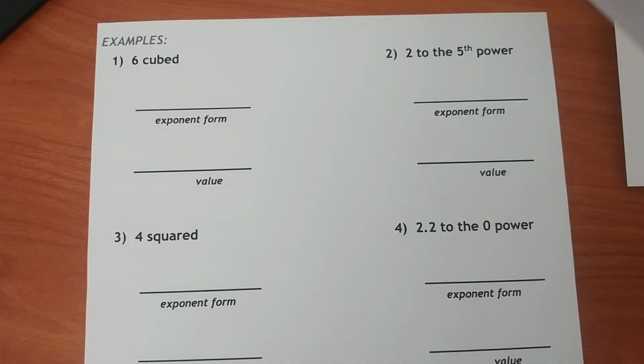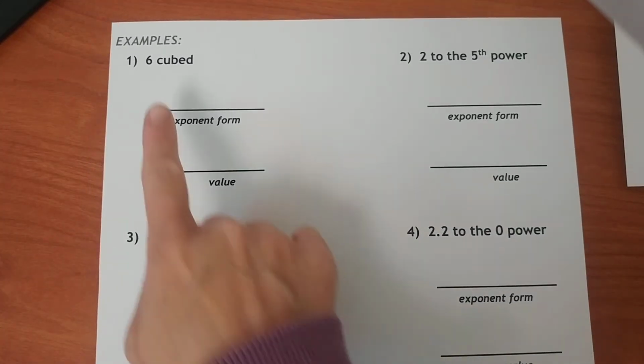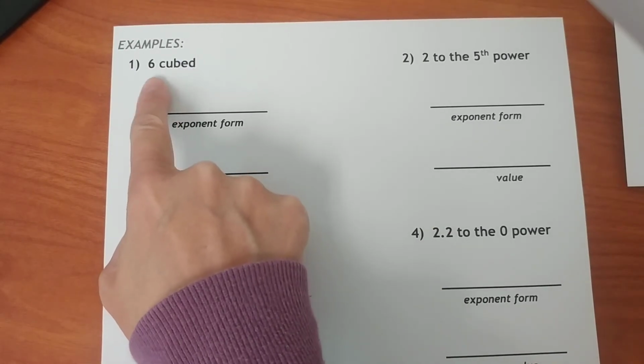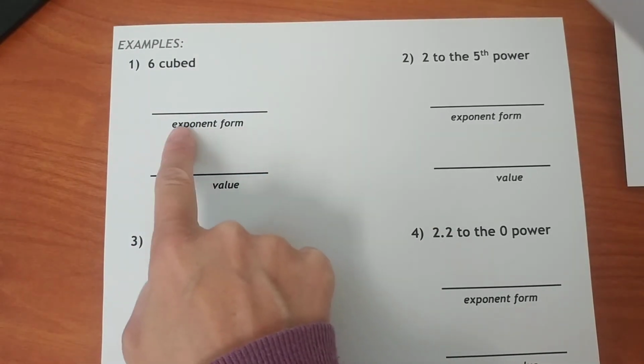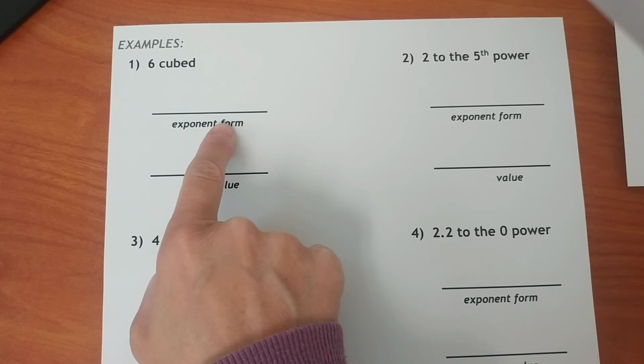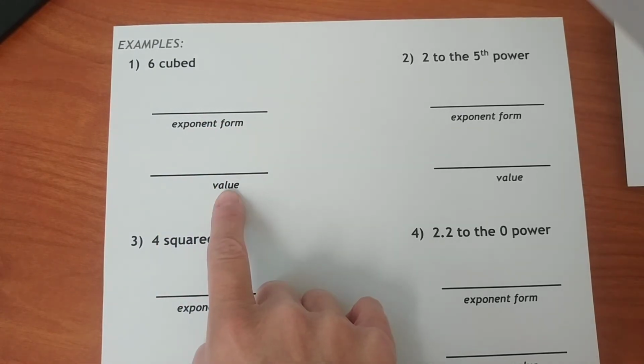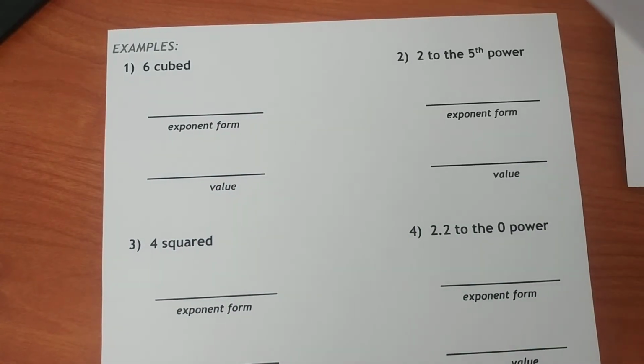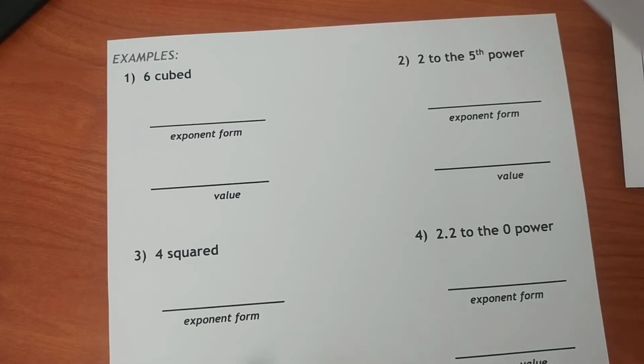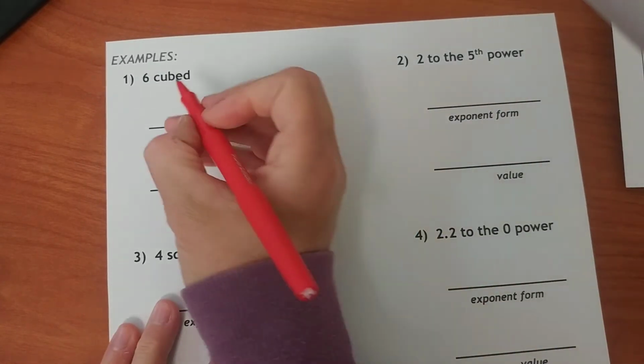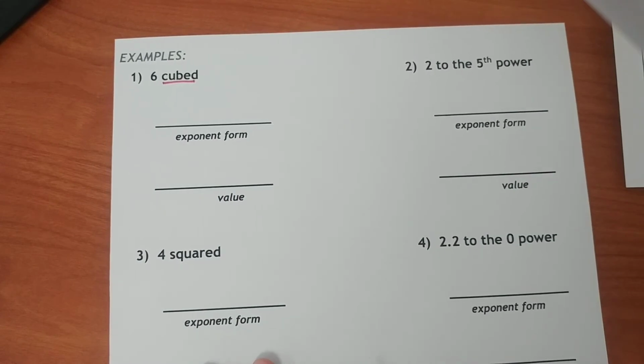All right, let's take a look at some examples. So we're going to take a look at our problem here. It says 6 cubed. We're going to change it to what it means in exponent form, and then we're going to find the value or evaluate. Let's give this first one a try. 6 cubed. Now remember the word cubed. It's another way of saying what power.